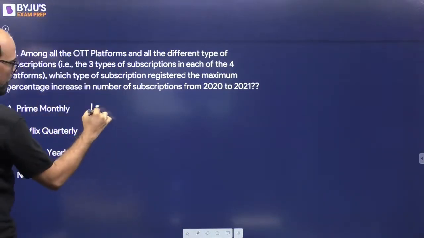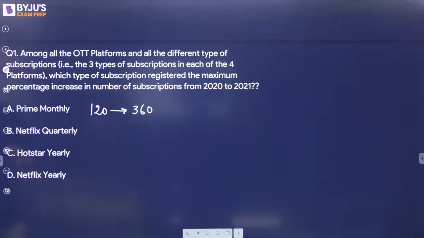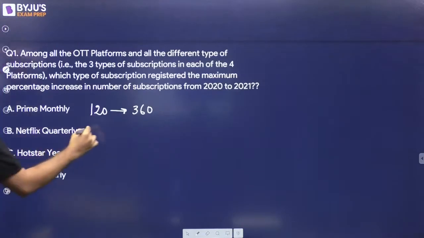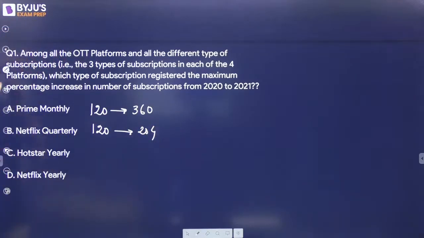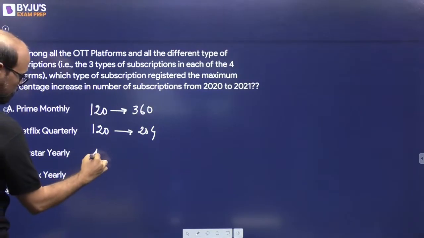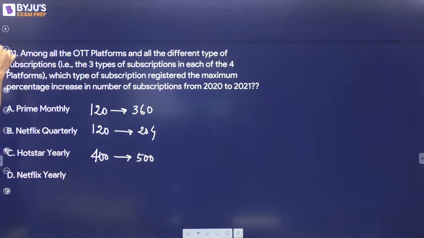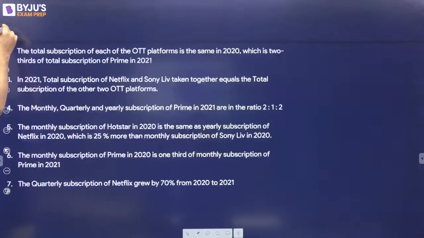Prime monthly 120 से 360 हो गया, right? B, Netflix quarterly. If you look at Netflix quarterly, it changed from 120 to 204. So 120 to 204. Hotstar yearly. Hotstar yearly 400 to 500 is what we say. Netflix yearly is 80 to 288.